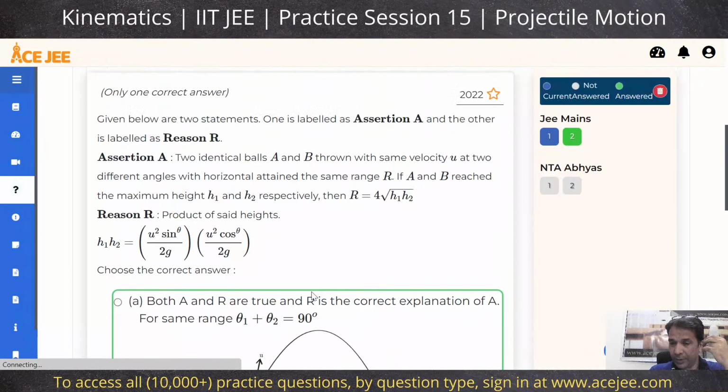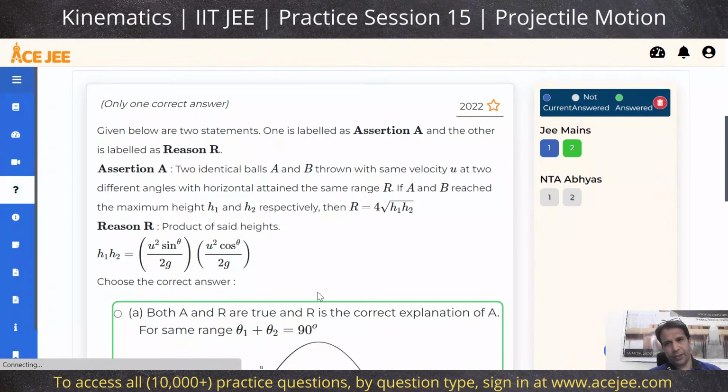In general, for most of such scenarios, there would be clarity on whether this is the correct explanation or not. But I have noticed that in the JEE Mains, there are some questions for which it's a fairly gray line. If you think logically about it, you can argue either way, like you argued here, that well, H1, H2 is this, but what about the range?